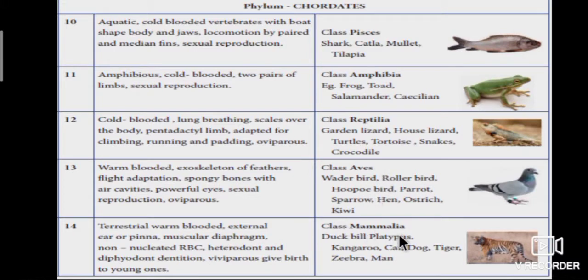Last class, Mammalia. It is terrestrial warm-blooded, external ear or pinna, muscular diaphragm, non-nucleated RBC, heterodont and diphyodont dentition, viviparous, give birth to young ones. Duckbill platypus, kangaroo, cat, dog, tiger are the examples for Mammalia.